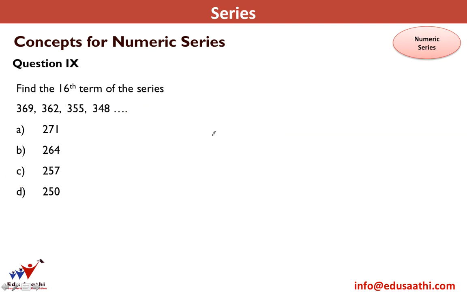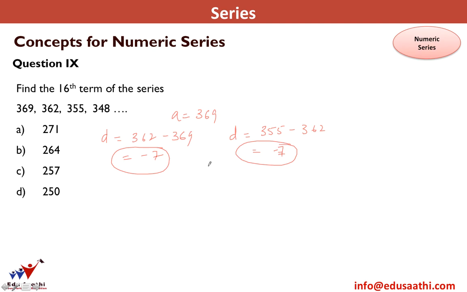Find the 16th term of the series. Now here also A is 369. Let's find out what D is. So D is 362 minus 369, or minus 7. Also D is equal to 355 minus 362. This is equal to minus 7. So common difference can also be negative. This is the only purpose of this question. I want to find out the 16th term.